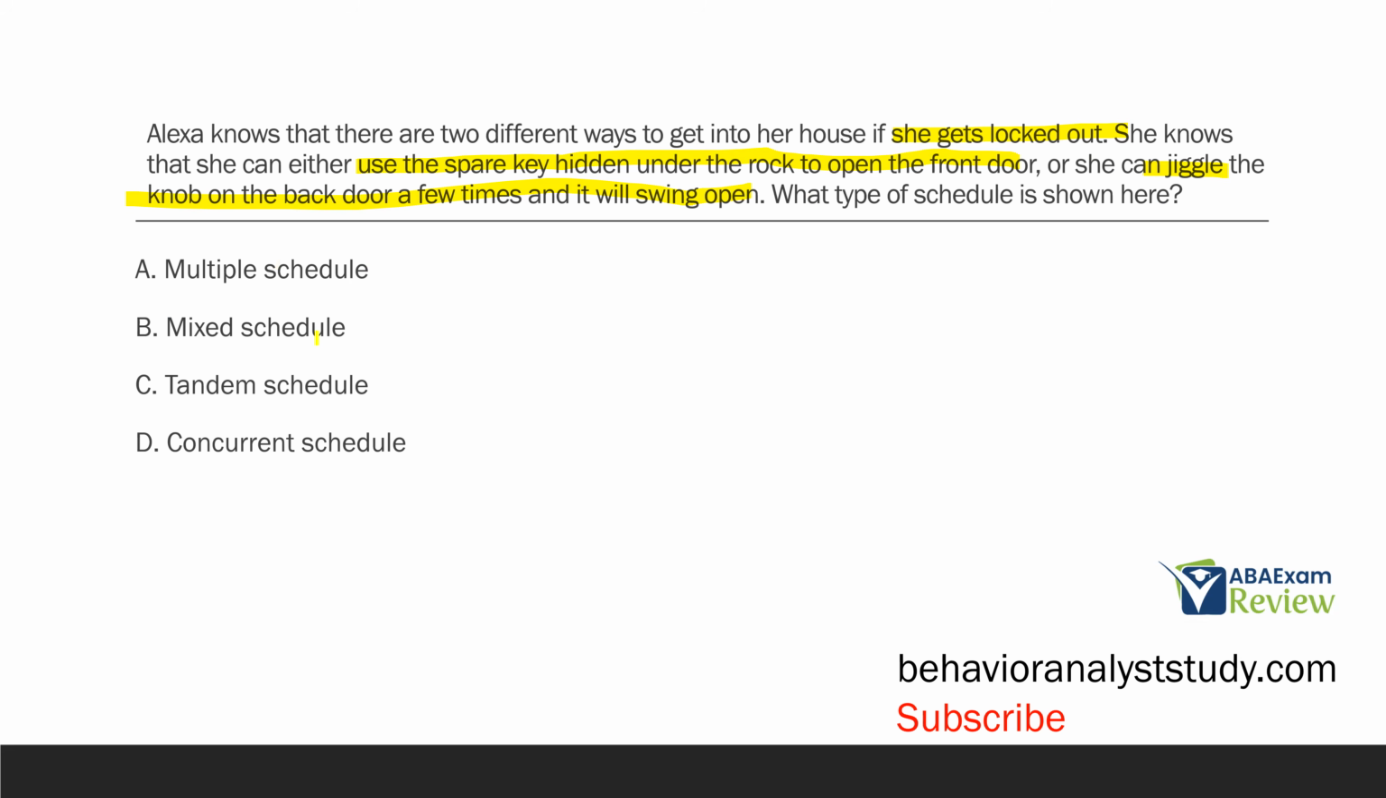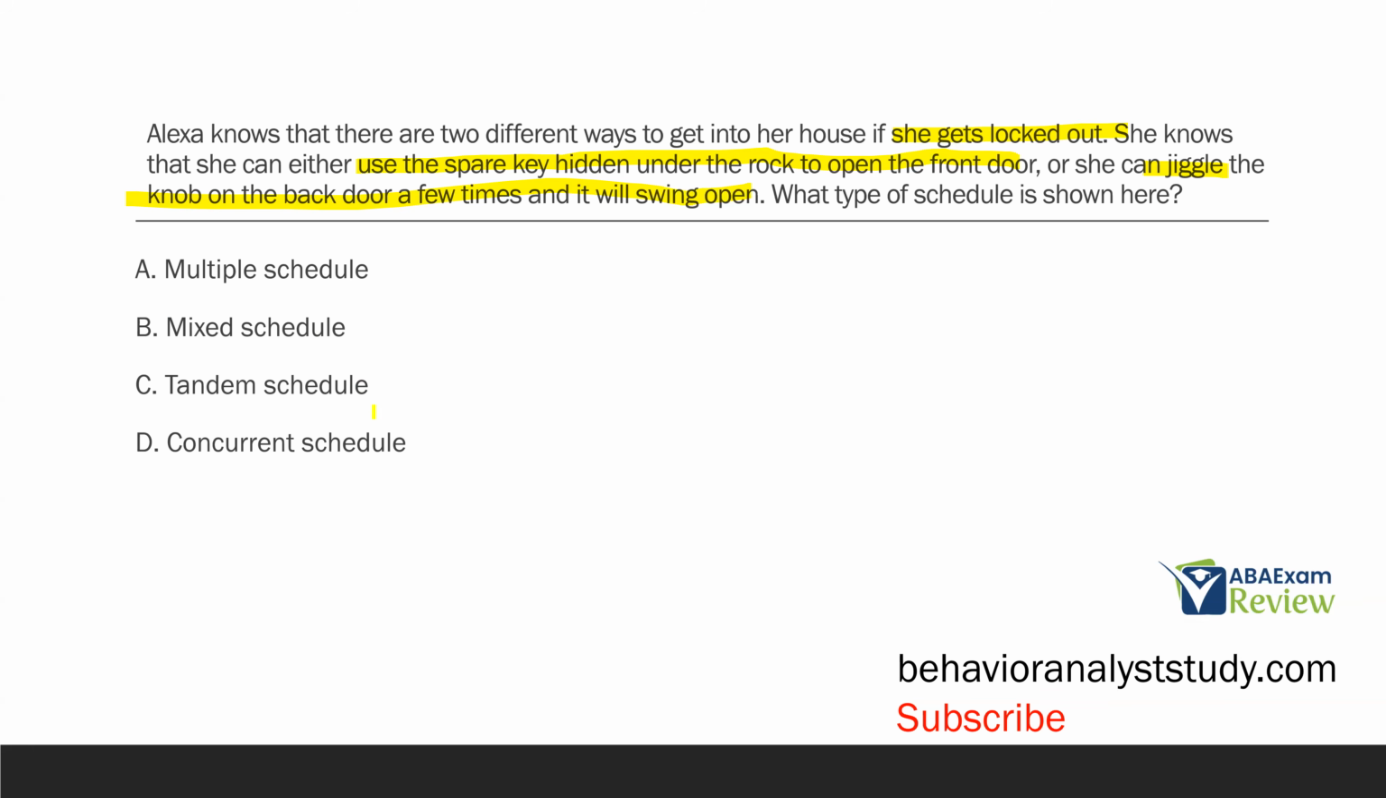Now, let's look at A and B, multiple and mixed. So multiple and mixed are tied together. One has an SD, one doesn't. And in a multiple and a mixed schedule, we have two schedules that occur in a random fashion and they occur for a single behavior. Now, that's not what's happening here. We have a choice. We have two different behaviors on two different schedules. Alexa can choose between either.